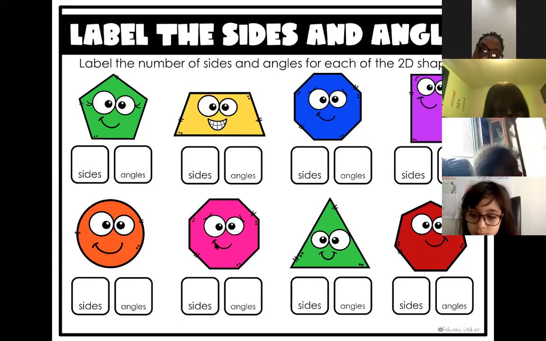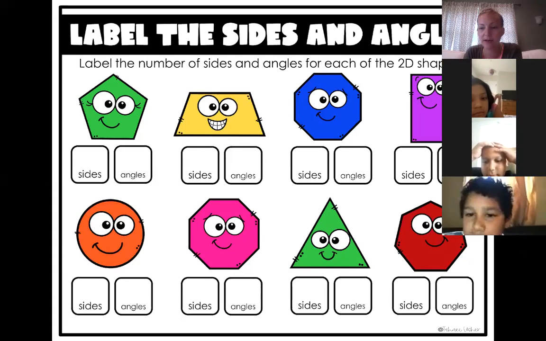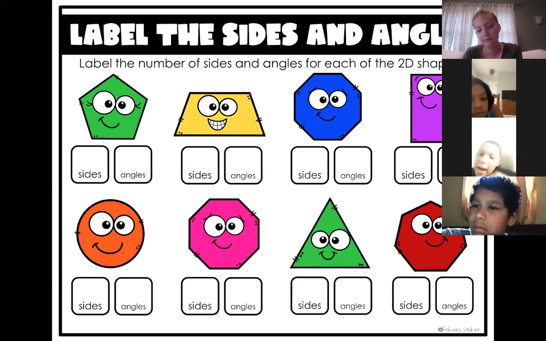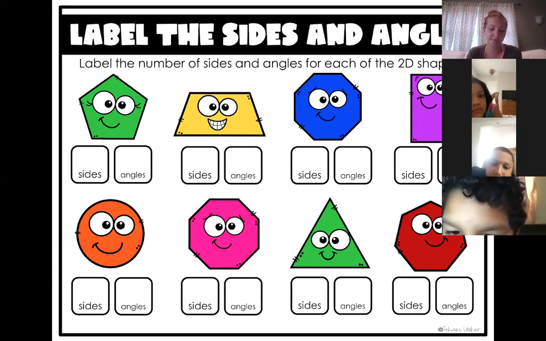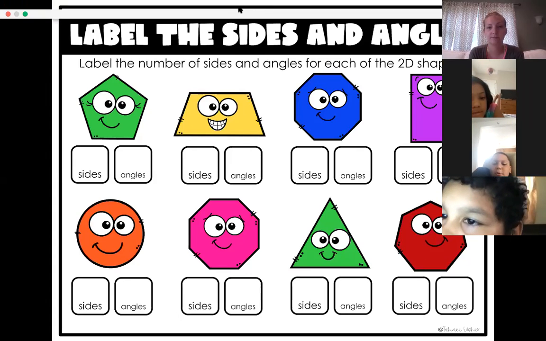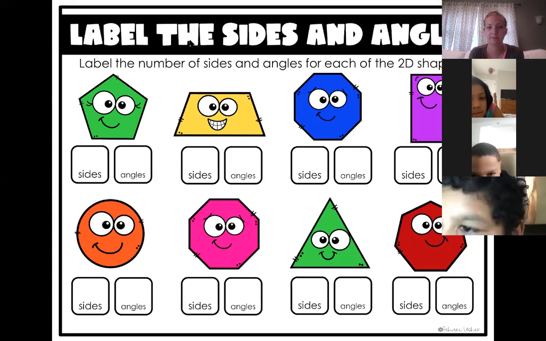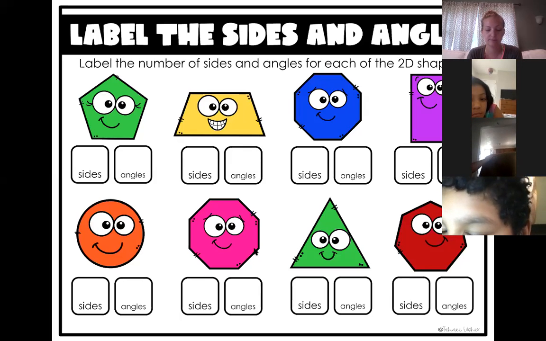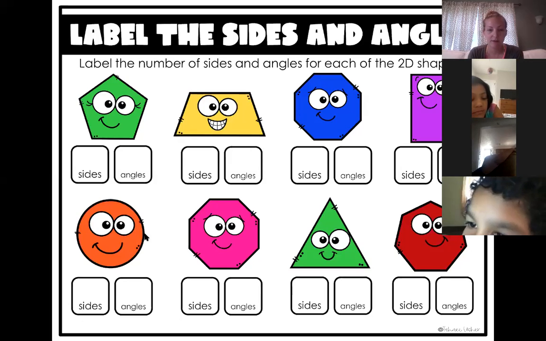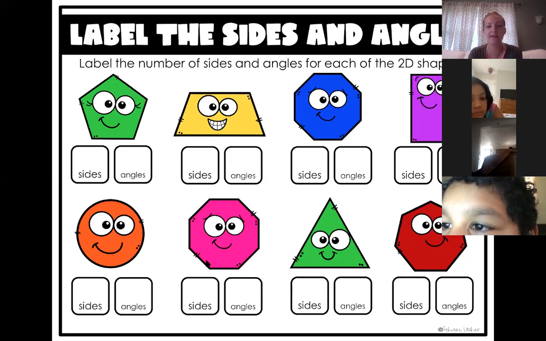Who did I call for the pink one? Javion? All right, buddy, go ahead, unmute. What do you see? See the pink shape, Javion? Yeah. Okay, can you count the sides for us, please? 8. Okay, and then how about angles?